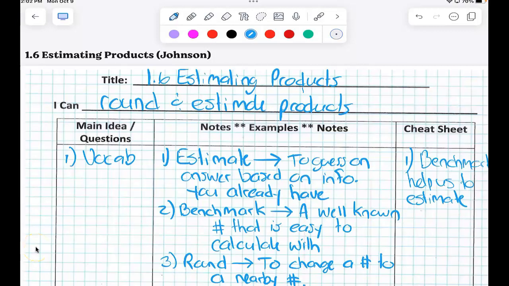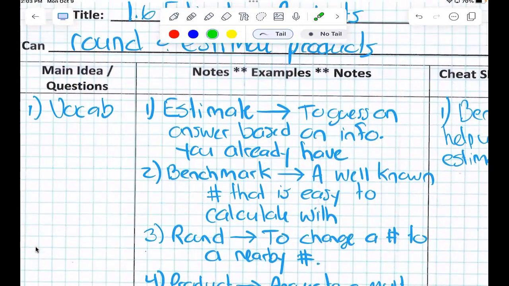All right, today we are working on estimating products. And we are doing that by rounding and estimating products, right? Yeah. All right, do you guys know what an estimate is? Yeah. An estimate is to guess an answer based on what? The info that you already have. Info you already have, good.